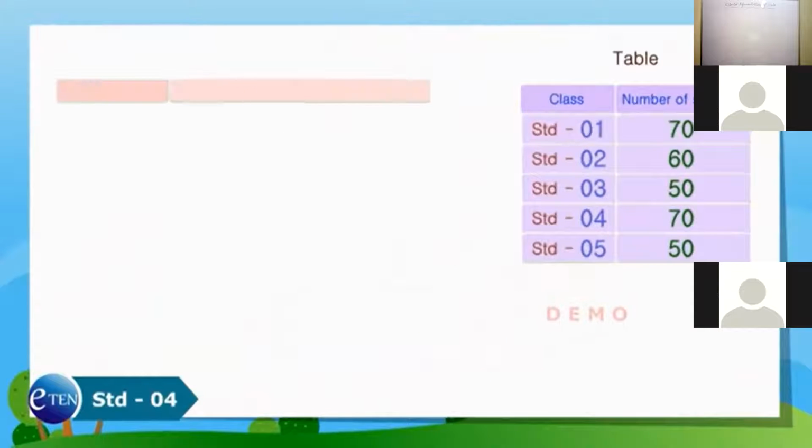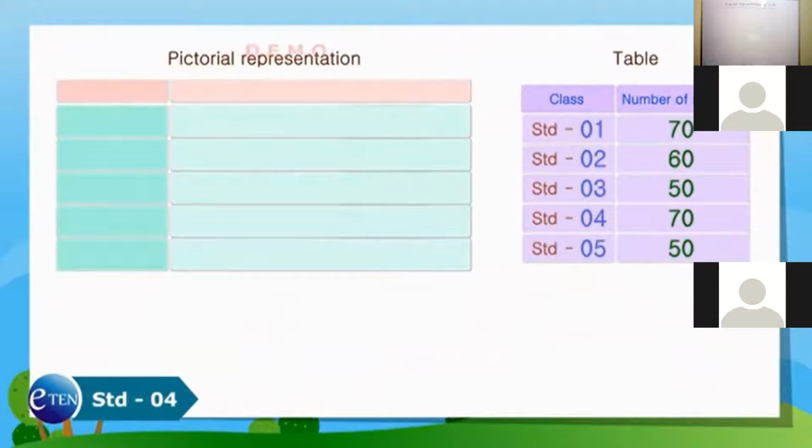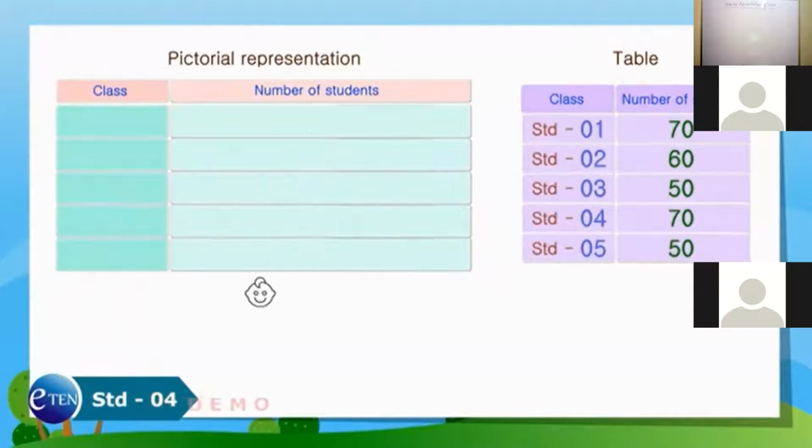We can also show data in picture form. It is called pictorial representation. In this case, we are talking about students. So let's show the students by the picture of a child. We cannot show 50, 60 or 70 children on this table. So we create something called a legend or a key. The picture of one student will stand for 10 students each.